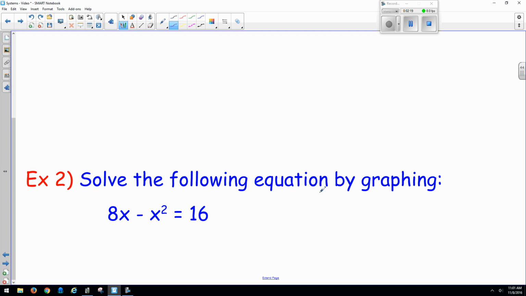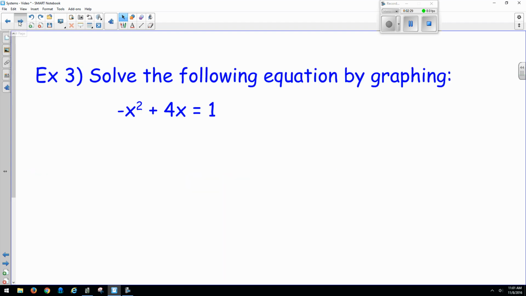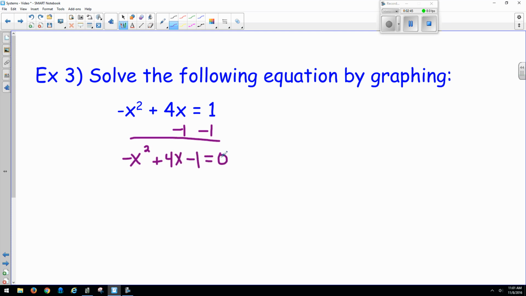Here's one for you to try. Please remember the very first step is to get it in the correct form. That's all I'm going to tell you about that one. Here's another one. And speaking of getting it in the correct form, I'm going to go ahead and do that. So I'm going to subtract 1 from both sides. I need to get this in standard form. So now it's in standard form.